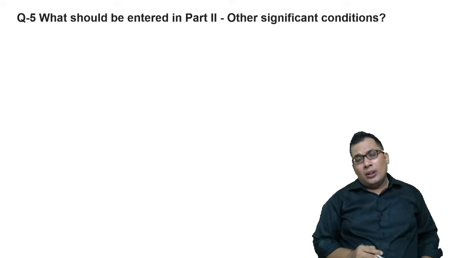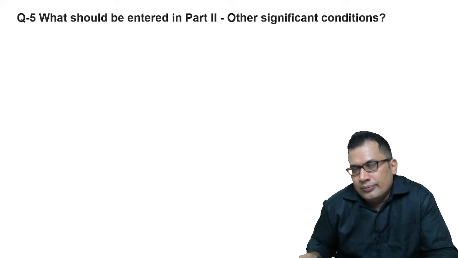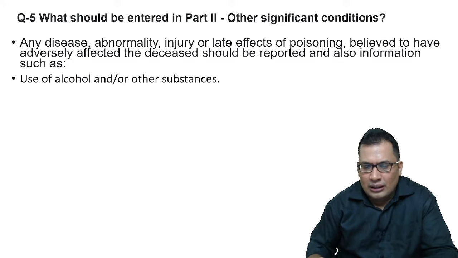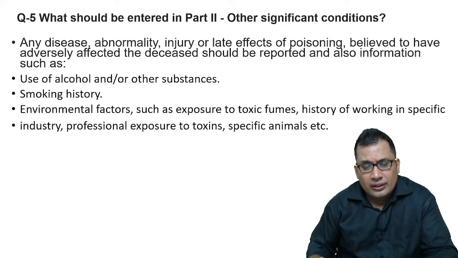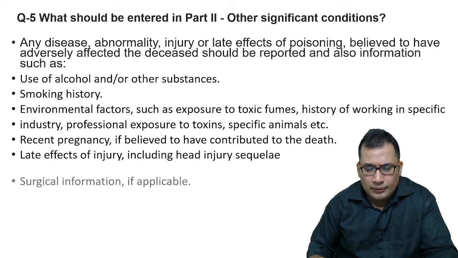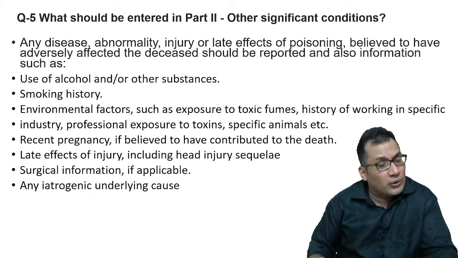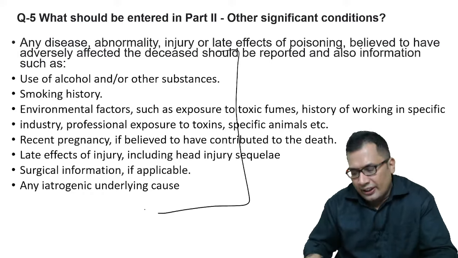Next question. What should be entered in part 2 of MCCD? Other significant conditions. What are they? Alcohol, smoking history, environmental factors, any surgical information, or any iatrogenic underlying cause. All this comes under part 2, other significant conditions.